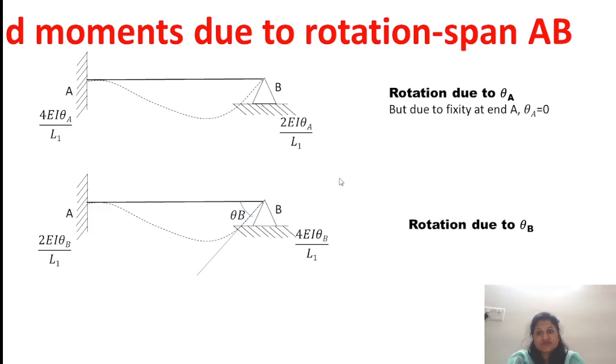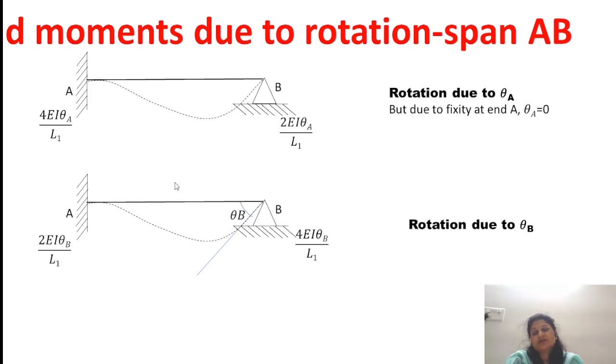Now, in the first case, we see the rotation due to theta A. It means that we are releasing the joint A, and in the second case, we are releasing the joint B. So for the rotation due to theta B, for joint B, it is 4EI theta B upon L1, and for joint A, which is half of that, it is 2EI theta B upon L1. So, this is the part of analysis.